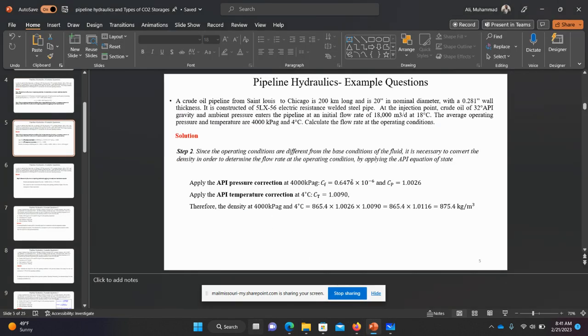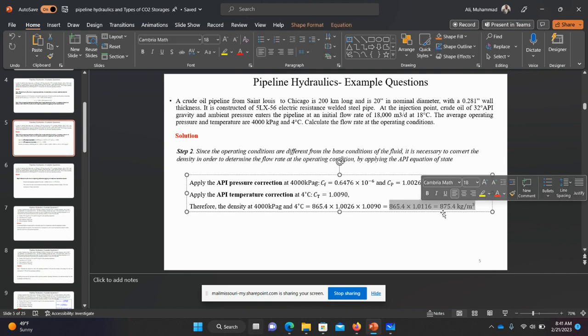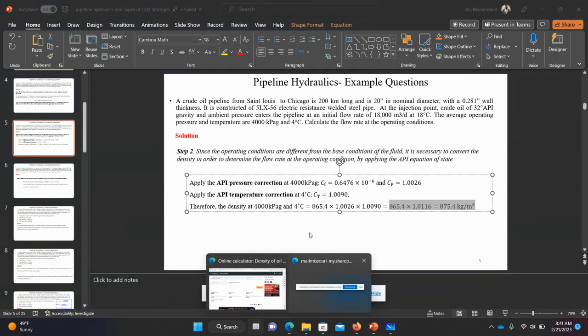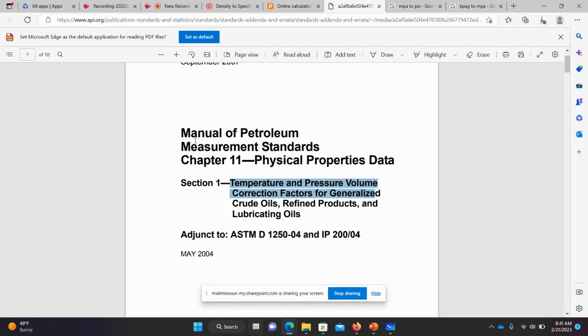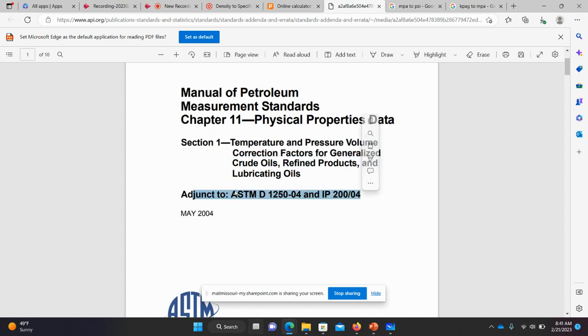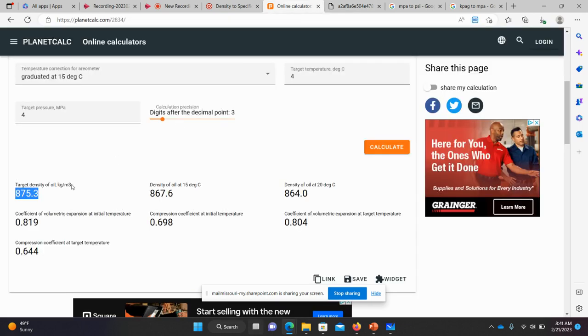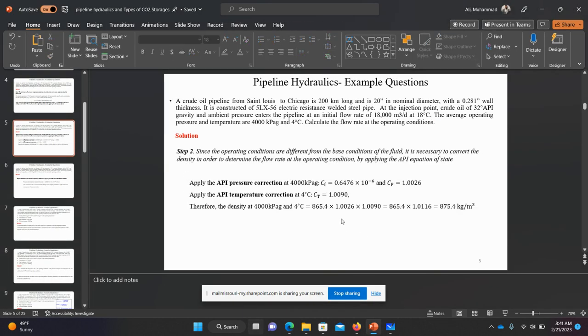Using this calculator, and also from the tables, we found a similar density. So we have correction factors given by the API. API created a manual for it, and this is the manual that we have: Manual of Petroleum Measurement Standards, Chapter 11, Physical Properties Data. Based on this, you can also convert the density at different pressure and temperature using these online calculators. You can use the same correction factors here. For example, for pressure correction we have 1.0026, and for API temperature we have this correction factor.